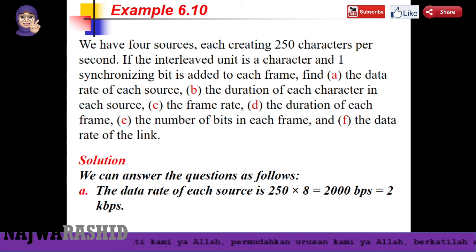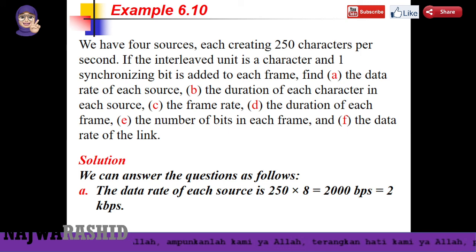Okay. Another example here: we have 4 sources, each creating 250 characters per second. If the interleave unit is a character and 1 synchronization bit is added to each frame, find A, the data rate of each source, B, the duration of each character in each source, C, the frame rate, D, the duration of each frame, E, the number of bits in each frame, and F, the data rate of the link. So how to solve it?